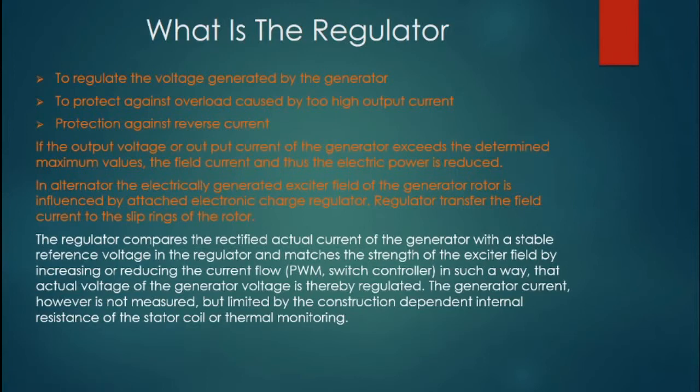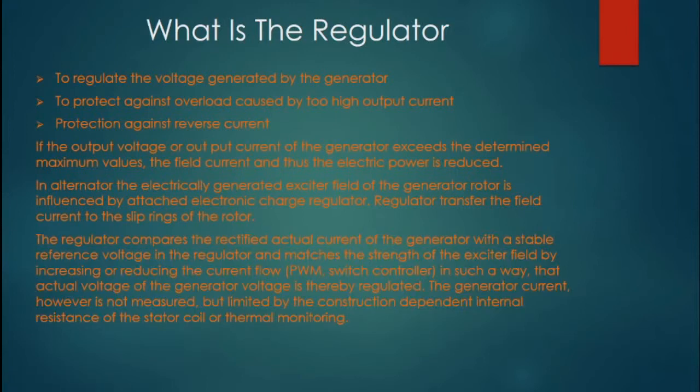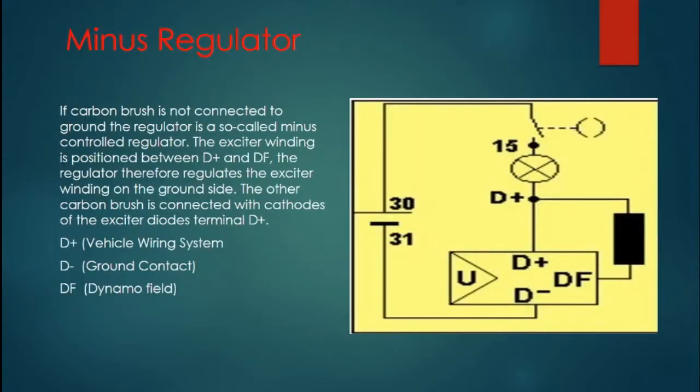Now we talk about the types of the regulators. There are two types, I told you. The first is a minus regulator and the second one is the plus regulator. So the minus regulator: you can see if the carbon brush is not connected to the ground, the regulator is a so-called minus controlled regulator. The exciter winding is positioned between D plus and D minus.